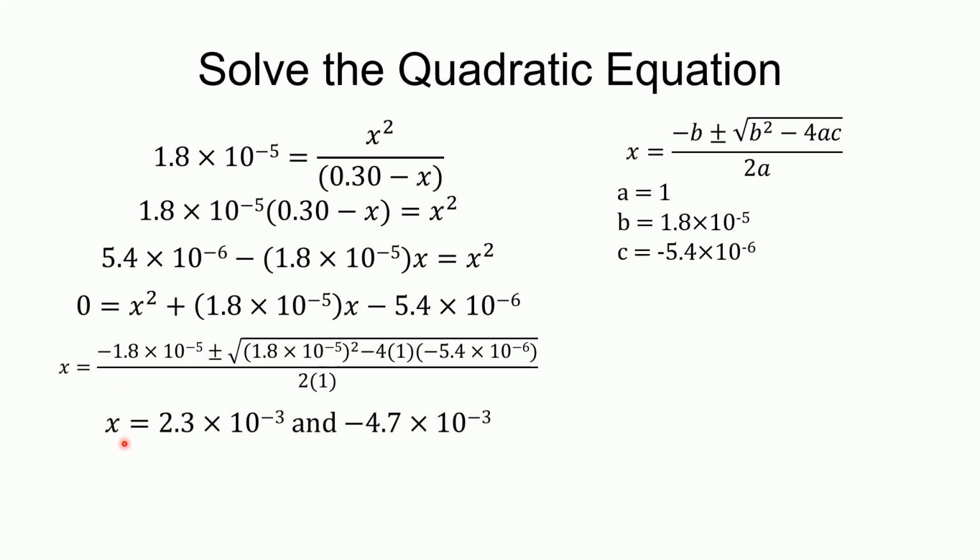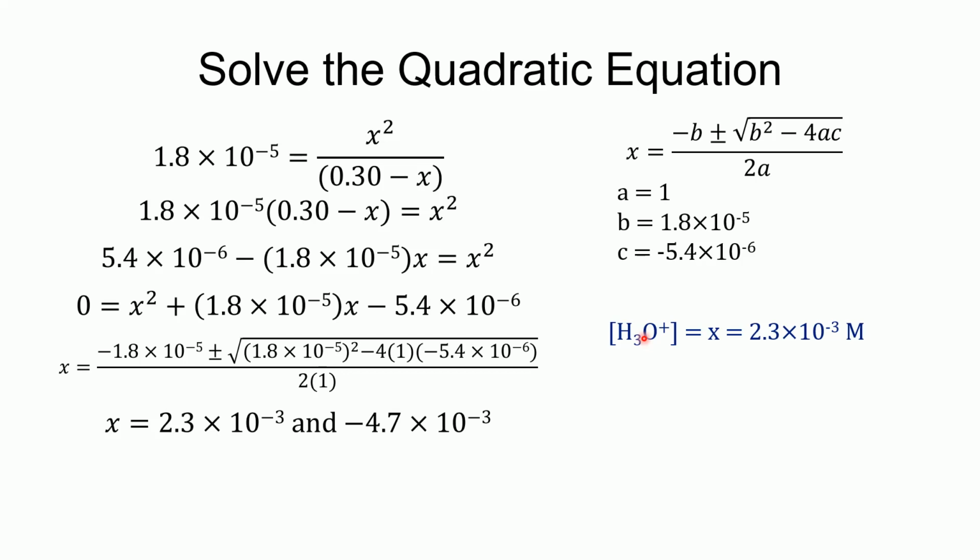And so our values for x are going to be either 2.3 times 10 to the negative 3 or negative 4.7 times 10 to the negative 3. And if this is just a pure math problem, these are both solutions. However, for chemistry, because x is a concentration, it has to be a positive value. That means that we can get rid of this negative value because we do not have negative concentrations. So x is 2.3 times 10 to the negative 3, and that is also equal to the hydronium ion concentration.